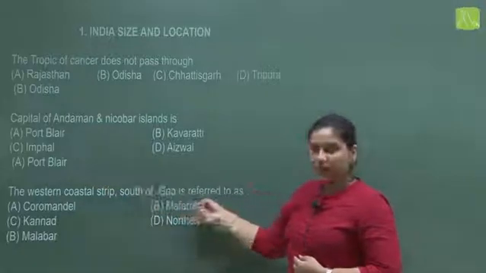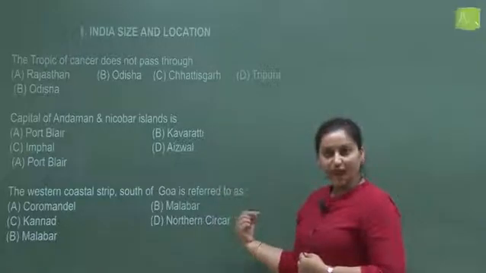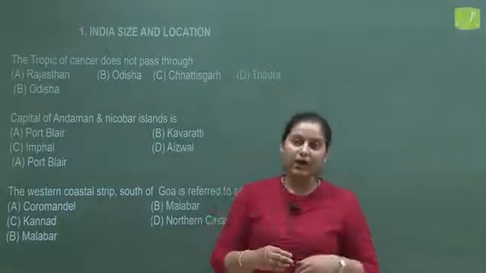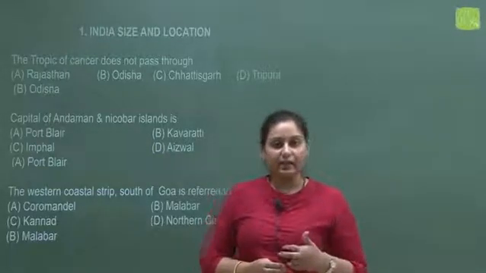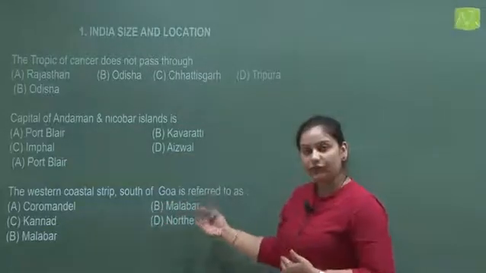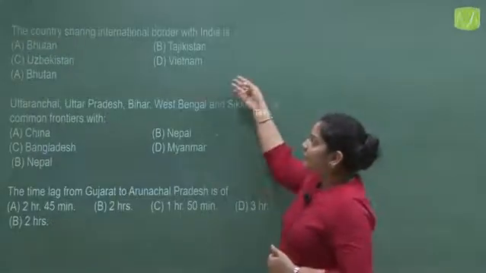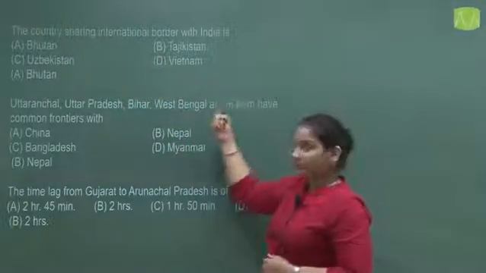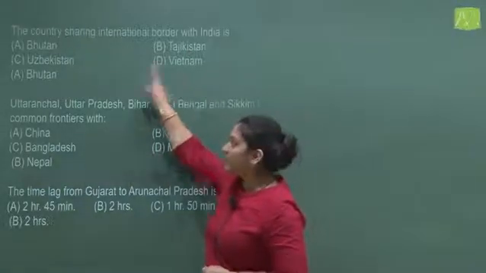The next question: the western coastal strip south of Goa is referred to as. We have already learnt about the coastal plains. Towards the side where Goa lies, we have Konkan, Kannada and Malabar. So the Kannada plain is the plain where Goa lies, and south of it will be Malabar. So the correct answer is Malabar. The next question deals with which country shares an international border with India. The only country among these sharing an international border is Bhutan.